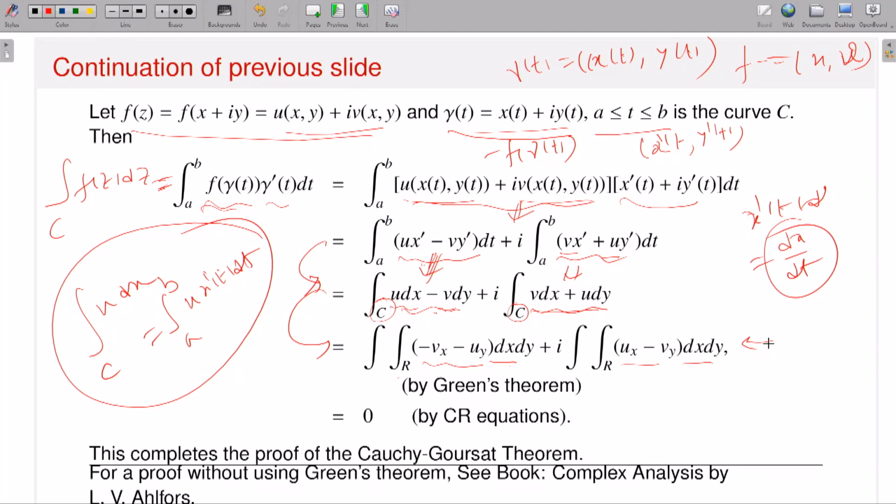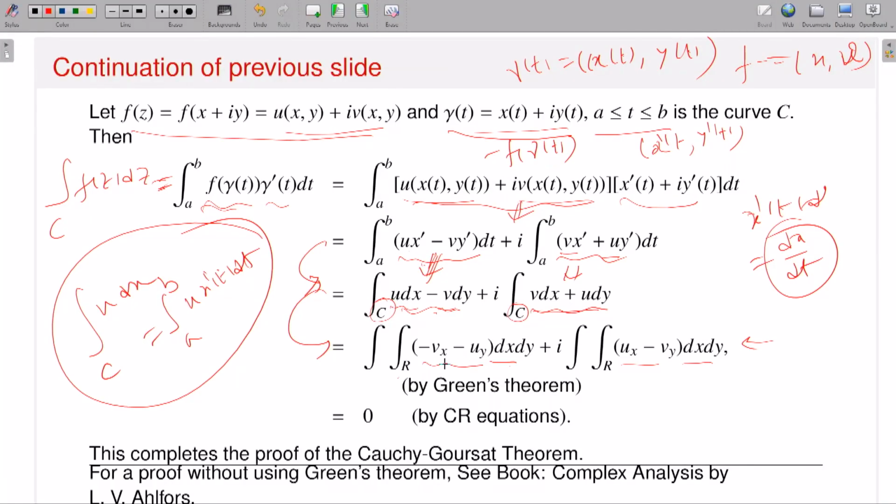Now I have more on that because my function is analytic, so that u_x, u_y, v_x, v_y satisfy the CR equations. If I use the CR equations, u_x is equal to v_y, so the integrand is 0, and u_y is equal to minus v_x, that is also 0. So that is 0 because of the CR equations, or because of analyticity. So therefore at the end of the day the integrand is 0, so the integration value is 0.